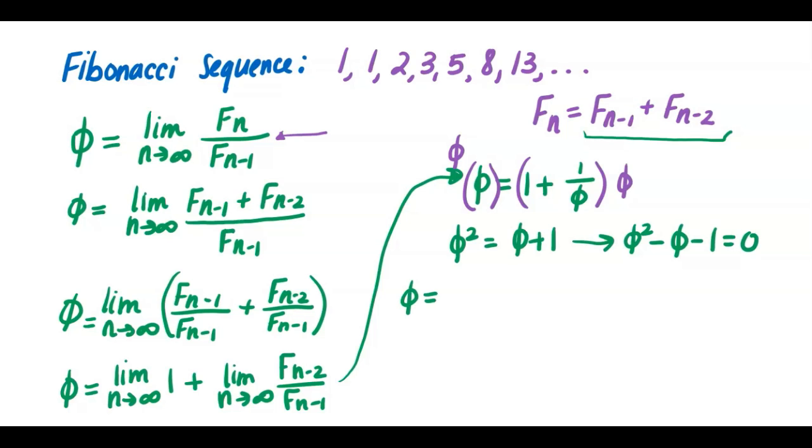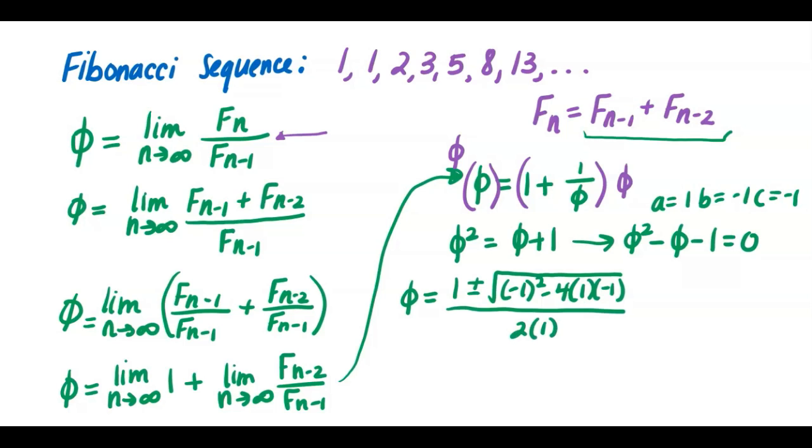So phi equals the opposite of b, positive 1. So a is 1, b is negative 1, and c is negative 1. So into the quadratic formula, phi equals negative b plus or minus the square root of b squared minus 4 times a times c, all over 2 times a. Simplifying this, I would have 1 plus or minus the square root of 1 plus 4, which is 5, over 2. And we are just about there, just about there to the golden ratio.